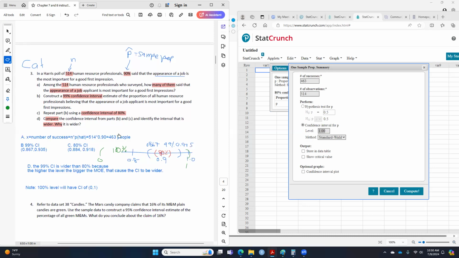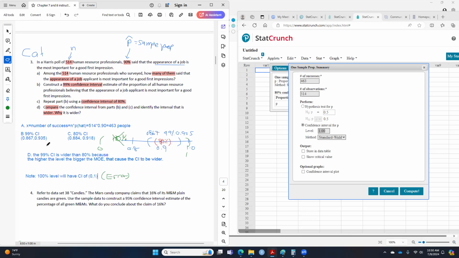And usually we do not calculate 100%. This is something that we don't do. That's why when you put 100% in your StatCrunch, you will get an error in this case. Okay. So in StatCrunch, you will get an error message come out because usually we don't calculate 100%. If you do calculate 100%, it means it's 0 to 1. That means the confidence interval is even wider.